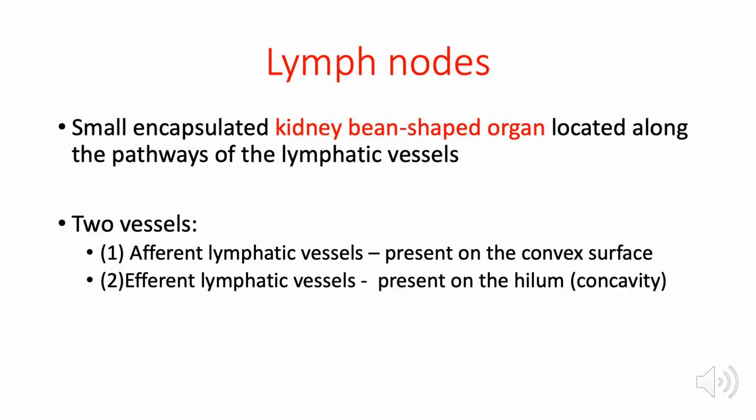Lymph nodes are small, encapsulated, kidney bean-shaped organs, and they have two types of lymphatic vessels. You have the afferent lymphatic vessels present on the convex surface and efferent lymphatic vessels present on the hilum or concave surface.